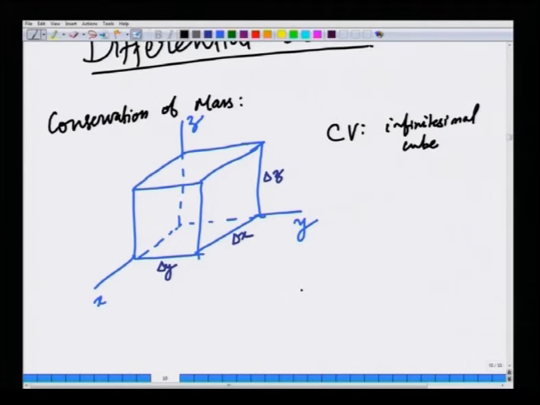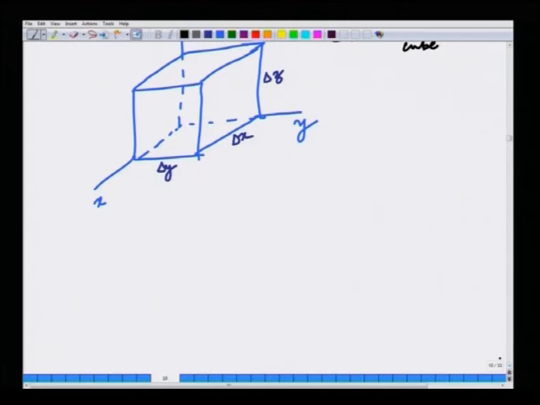So, we are going to write the law of conservation of mass as applied to this control volume. We already have our conservation of mass relation: the integral of d rho dt dV, this is the rate of change of mass present in the CV, is equal to.